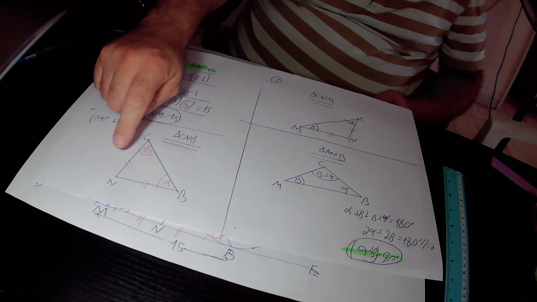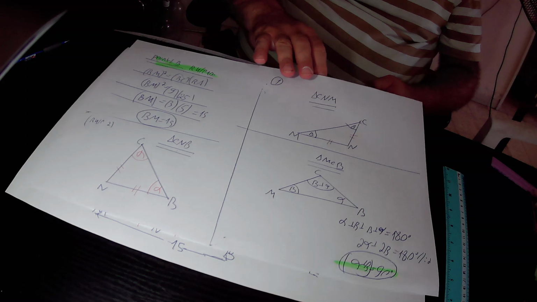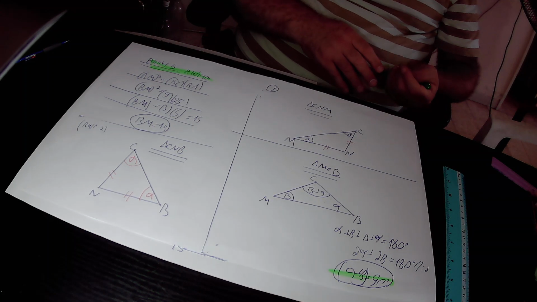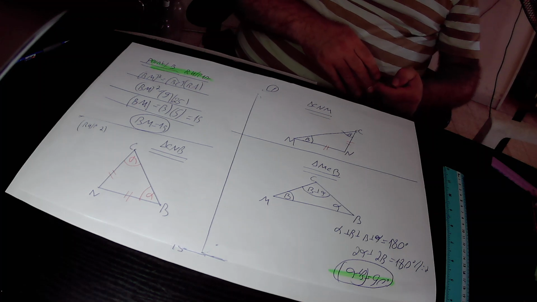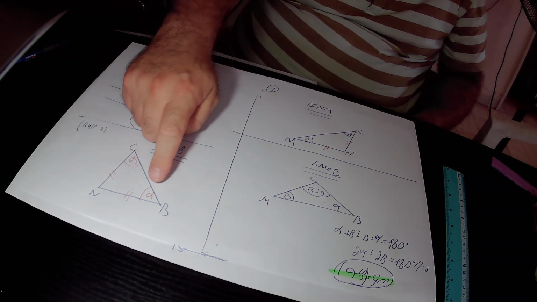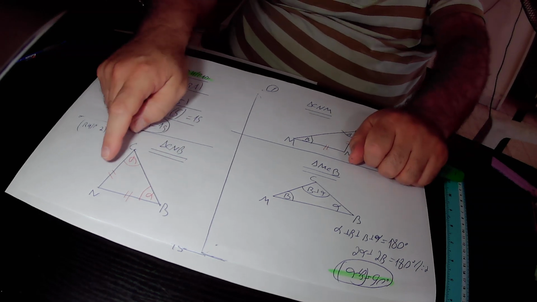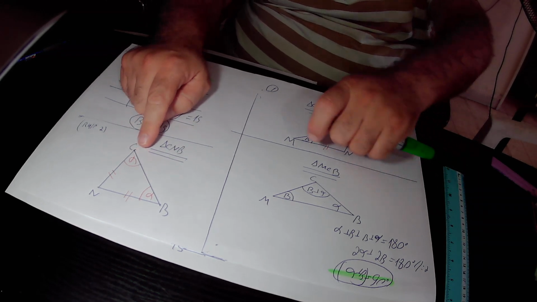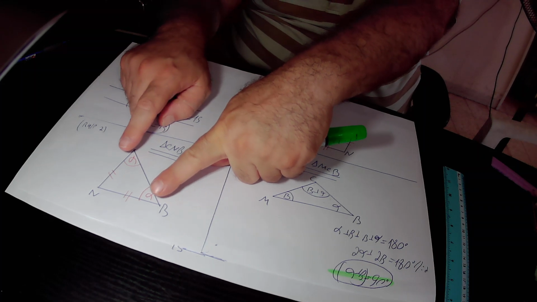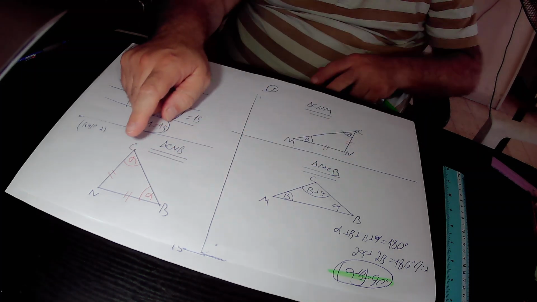Side CN equals side NB according to rule 2. And according to the rule that states that in front of equal sides in the triangle there are equal angles, we get that in front of this side CN we have this angle. In front of this side NB we have this angle. Because those two angles are located in front of those two equal sides, they must be equal to each other in their sizes.